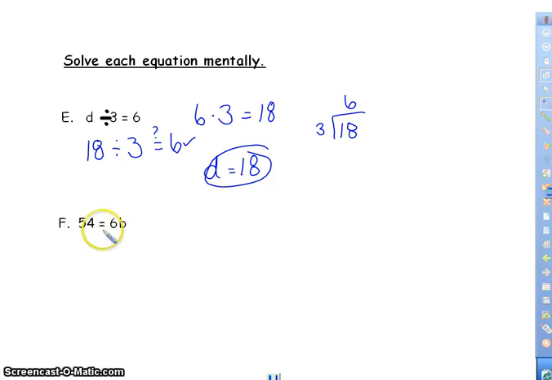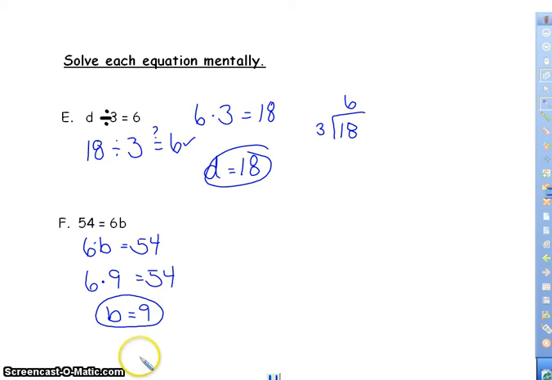And the last one you'll see, it's flipped around, but that doesn't make any difference. If it confuses you, go ahead and write it the other way. 6 times B equals 54. It's still just a multiplication equation. So I'm trying to figure out 6 times what equals 54. Okay, now once again, if you know your multiplication tables, you know 6 times 9 equals 54, which means B would have to equal 9.